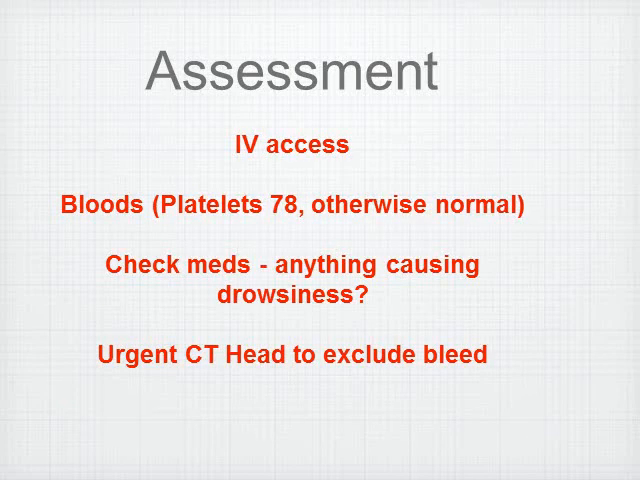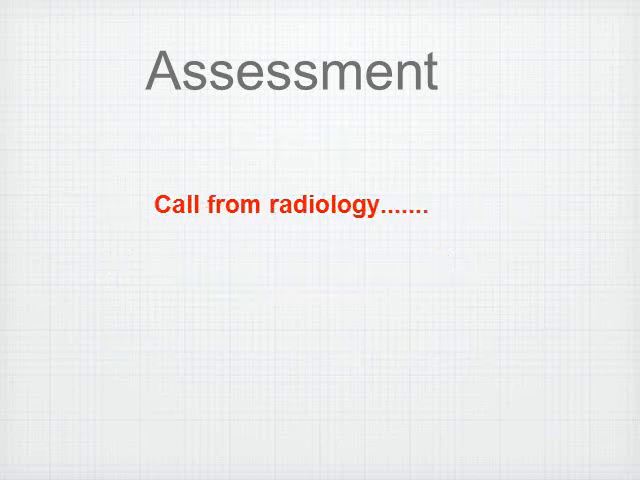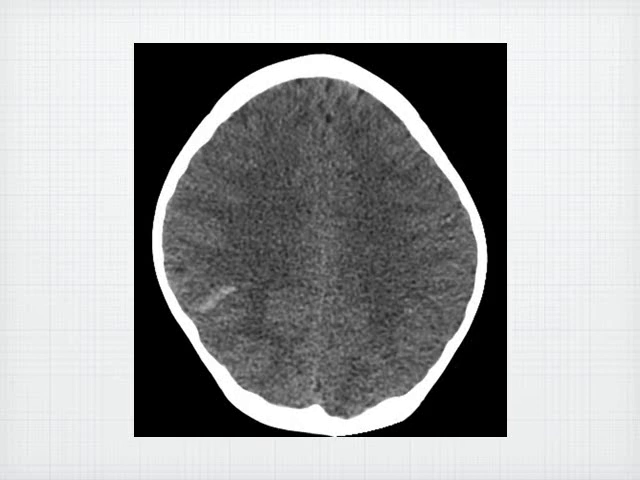Yeah, BT, okay. So you get IV access, bloods, the platelets are 78, but otherwise they're okay. You check your medication to see if anything else is causing the drowsiness, and then you do an urgent CT head just to exclude a bleed. Okay. And then you get a call from radiology, and I hate calls from radiology, don't you? Because it just means they never want to speak to you, so if they do ring you up, it's bad. So they rang up, and she was having an intracerebral bleed.